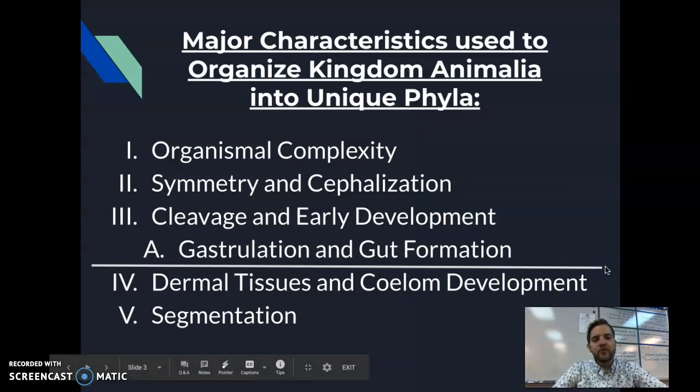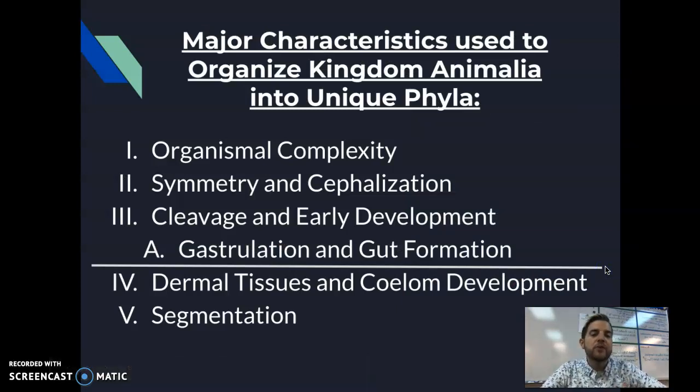So we're going to be going through some of the major characteristics that we use to organize the animals into unique phyla. So last class we talked about the unifying characteristic of all organisms and or all animals, and now we're kind of looking at, okay, so what are some other characteristics that are different amongst animals that we use to then figure out what phylum they're a part of? And so the 5 we're going to cover are going to be organismal complexity, so how complex is the organism itself, symmetry and cephalization, so we'll talk about what that means in a minute. 3 is cleavage and early development. So cleavage of the blastula is what we're talking about. So the zygote as it starts to replicate, as we talked about last time, how it actually replicates determines what kind of animal it's going to be. And then gastrulation and gut formation.